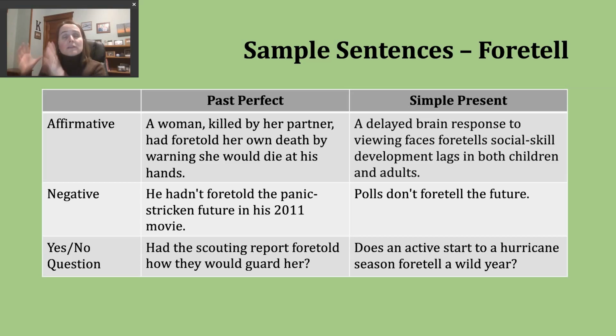So in the affirmative, we'll start our sentences with the subject. We'll use the past form of have, which is had, and then we'll use the participle form of the verb. You can see this in the example sentence that's on the screen. A woman killed by her partner had foretold her own death by warning she would die at his hands.